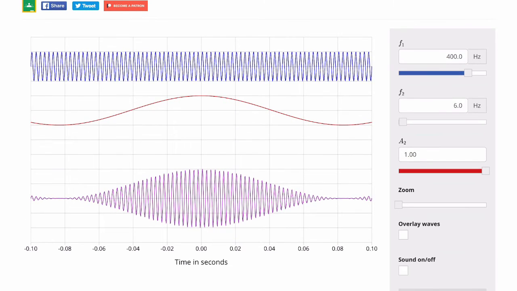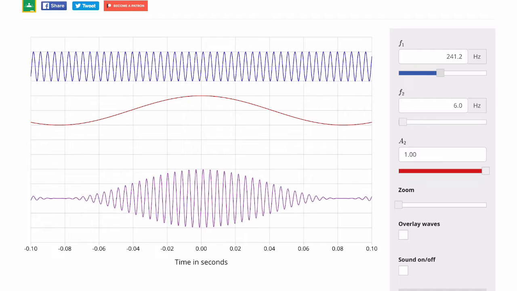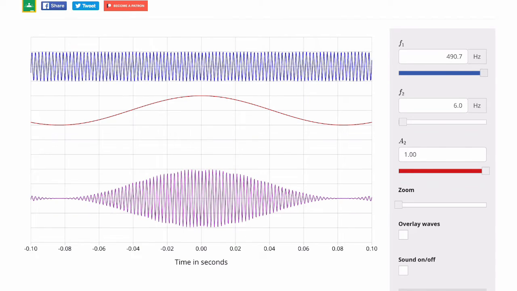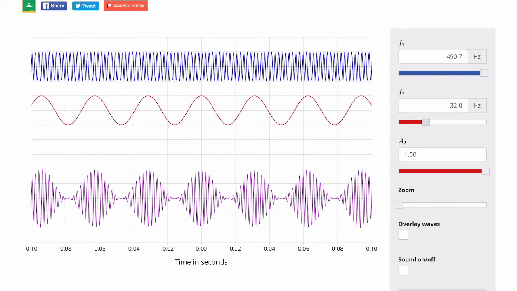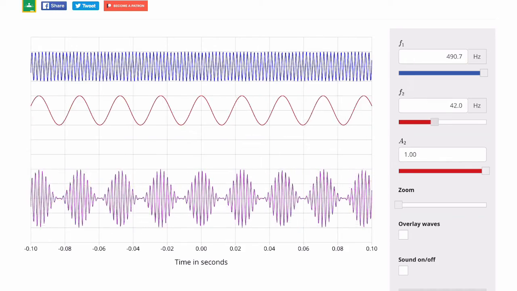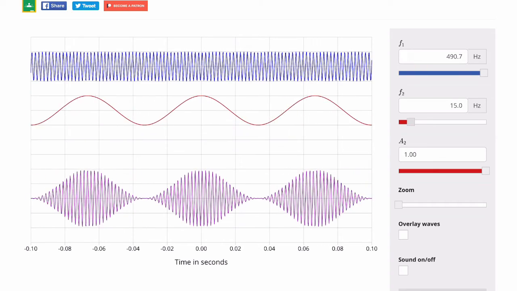So this is a nice little demonstration where you have at the top, the blue signal is your carrier signal, and the red signal is your message signal. And what I can do is I can change the carrier frequency, and you can see how the AM signal, which is the signal at the bottom, actually changes. So I'm going to increase the carrier frequency, and I'm going to increase the message frequency. So that's high frequency, low frequency.